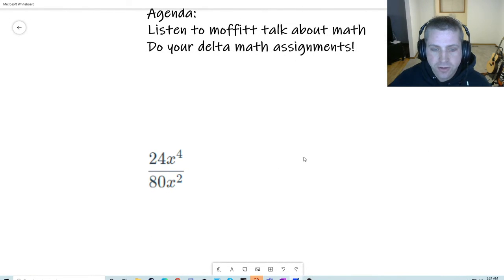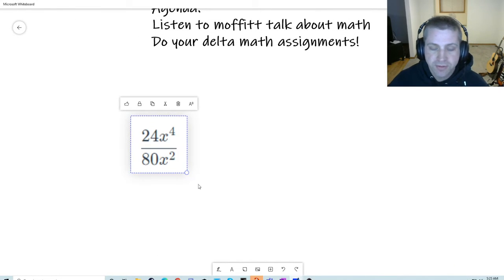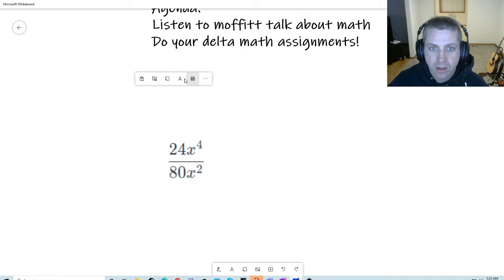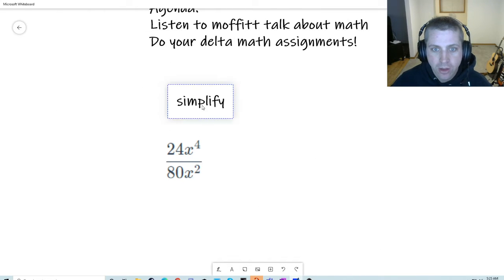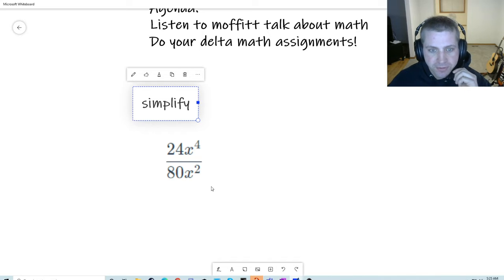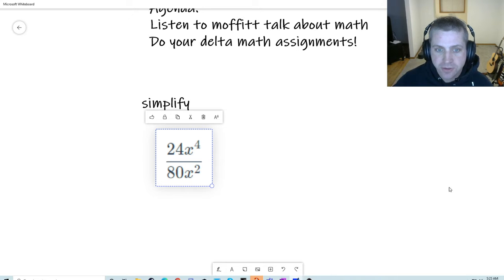It'll be there. So here would be what I would do as an entry task. Simplify this. I'll even write that down. Okay. Well, if we're simplifying this, we're going to have to figure out what divides into both of those numbers, and we have to divide some of those x's out to 1. So let's first figure out what's in 24 and 80.